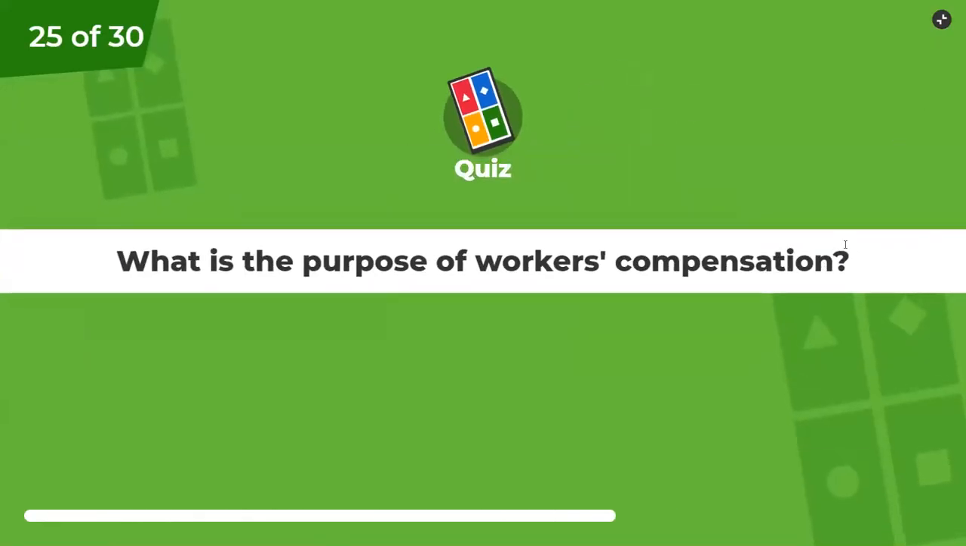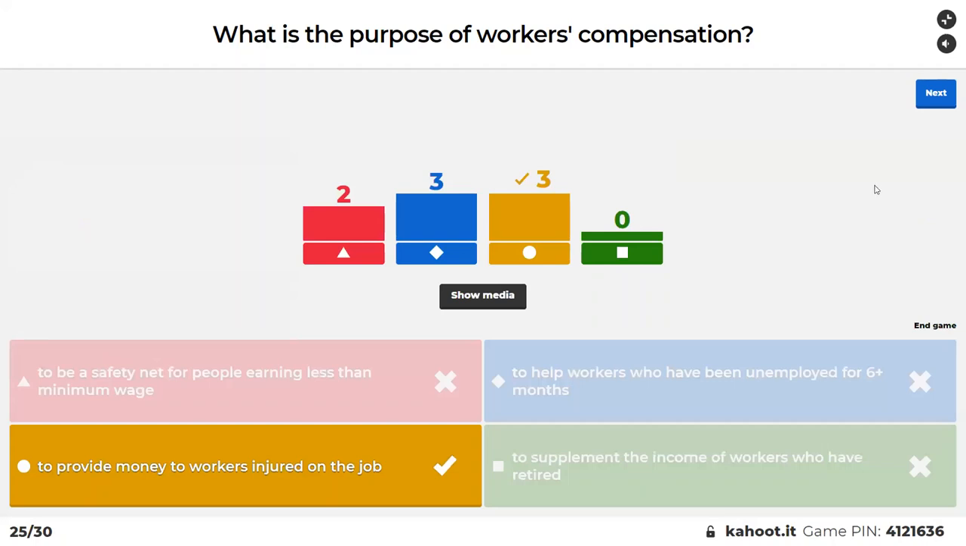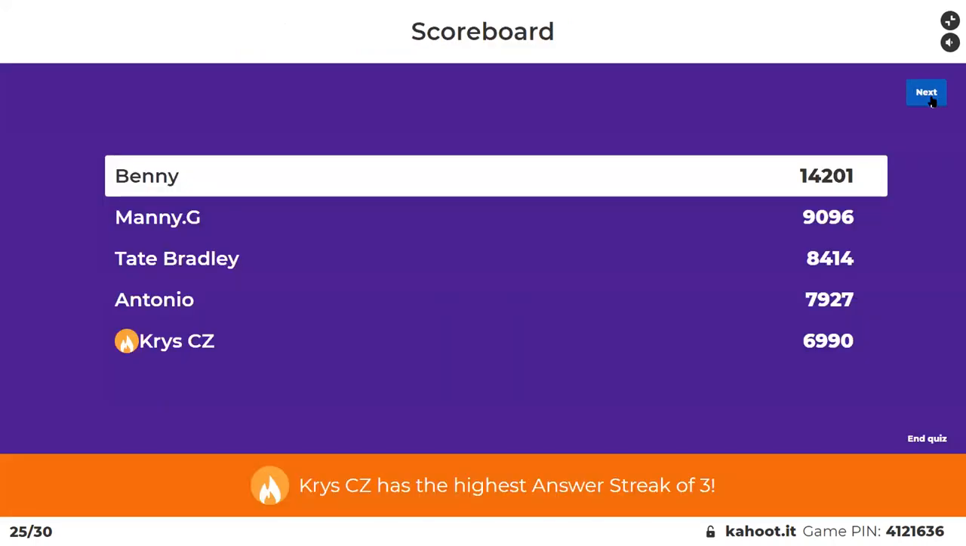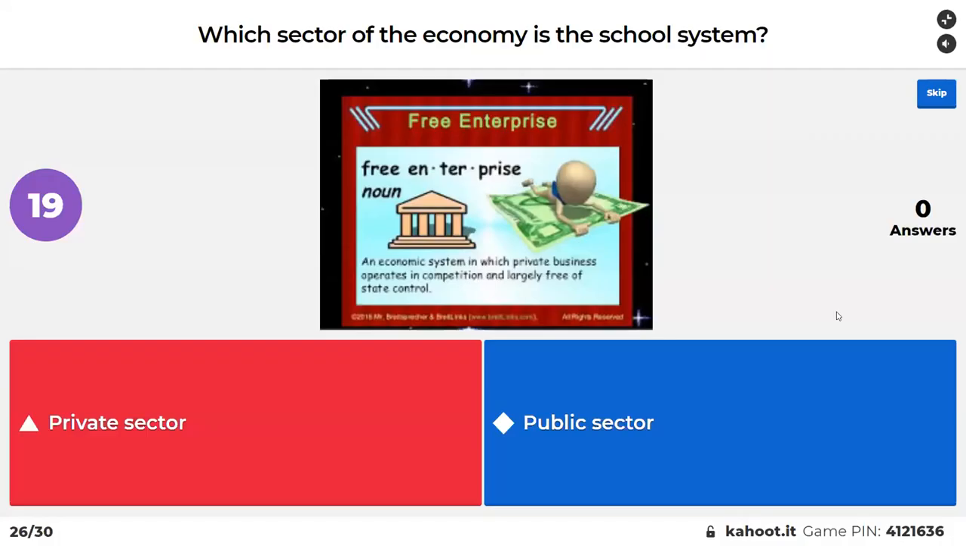All right, what is the purpose of workman's compensation? Right? Workman's compensation, those people that are injured on the job. All right, which sector of the economy is the school system?